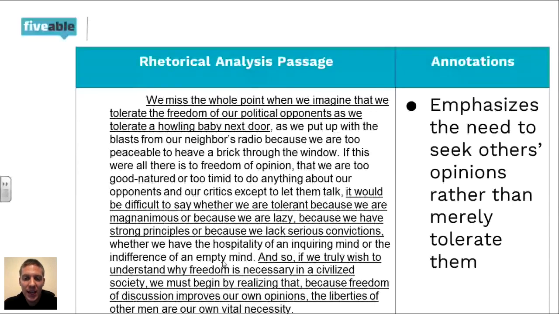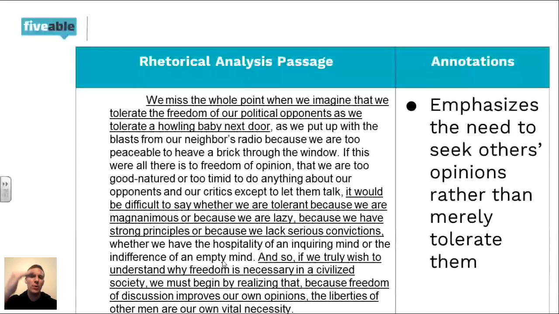And so, if we truly wish to understand why freedom is necessary in a civilized society, we must begin by realizing that because freedom of discussion improves our own opinions, the liberties of other men are our own vital necessity. So that last sentence essentially is his primary purpose. I'm going to take a couple minutes on the slide and then we'll break it up going back full picture. Let's read the last sentence again. This is his primary purpose. The last sentence of the passage is his driving point.